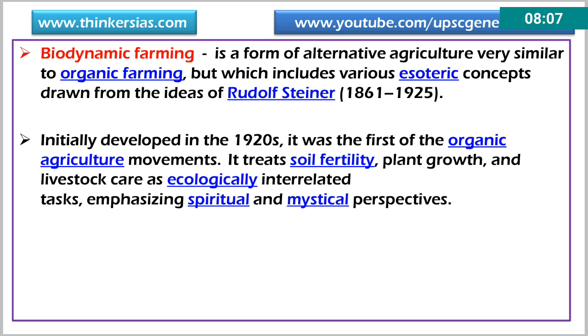And biodynamic farming. So biodynamic farming was invented by Rudolf Steiner. It is a form of alternative agriculture. It is very similar to organic farming but includes various esoteric concepts which are drawn from the ideas of Rudolf Steiner. So it is similar to organic farming but includes spirituality, knowledge about cosmic energy. So some mystical form is involved in this biodynamic farming.